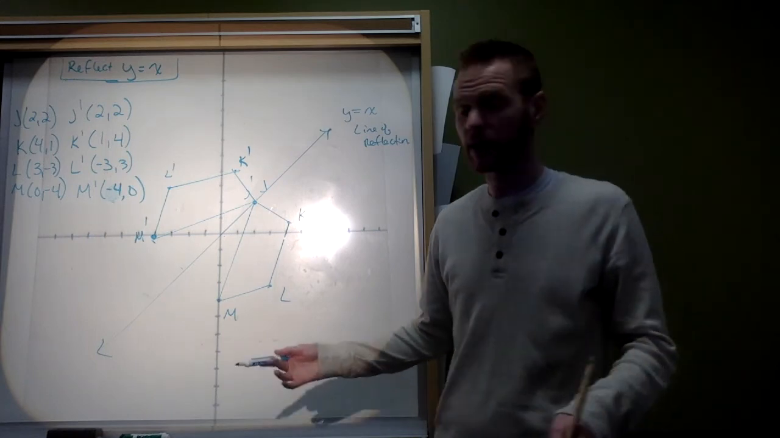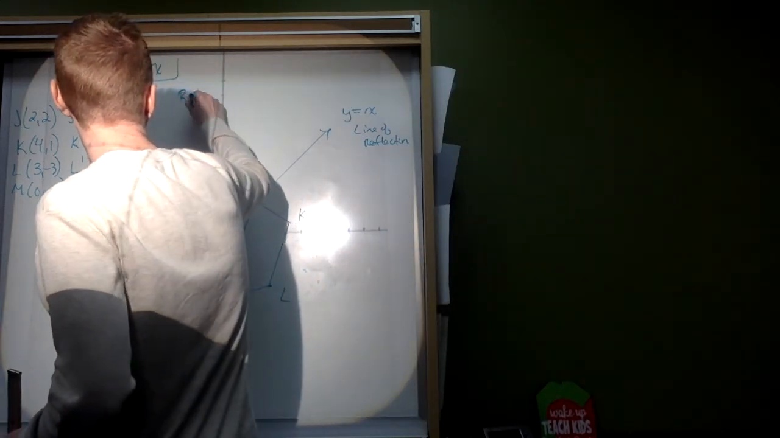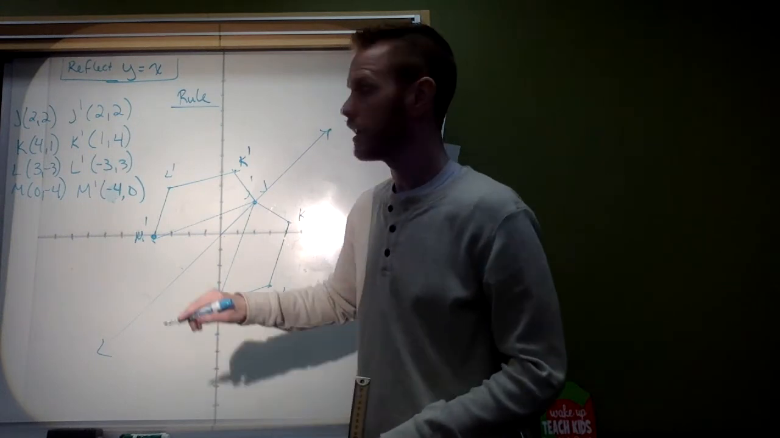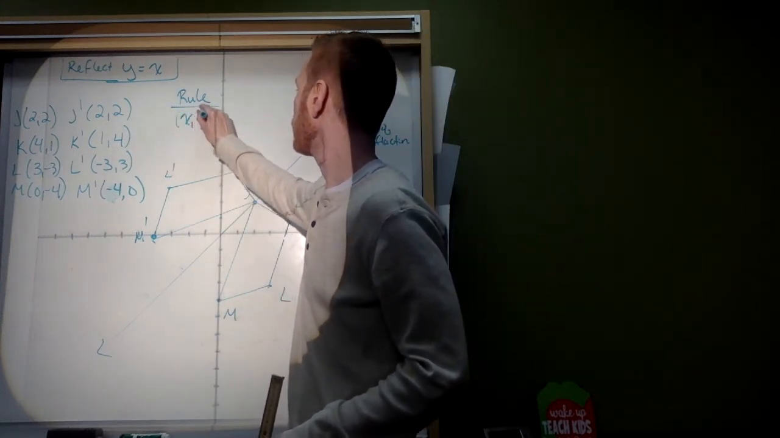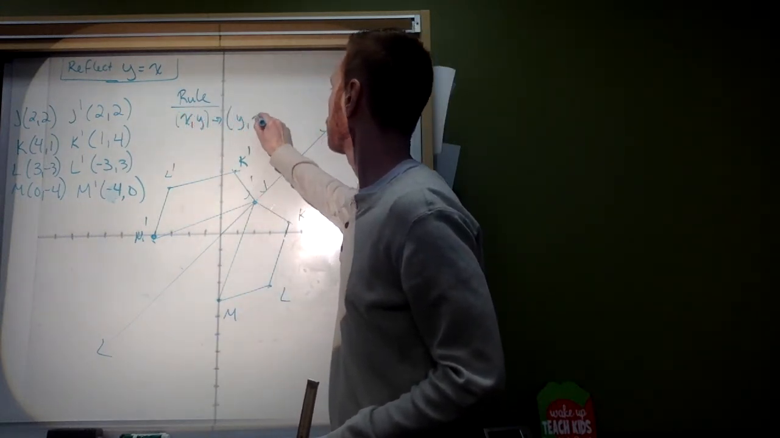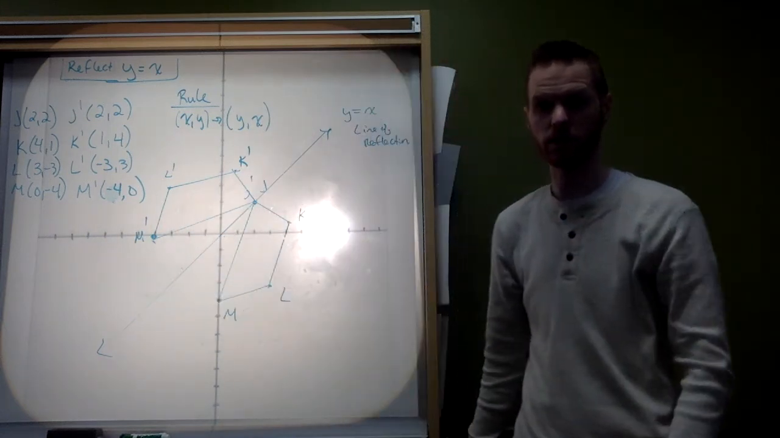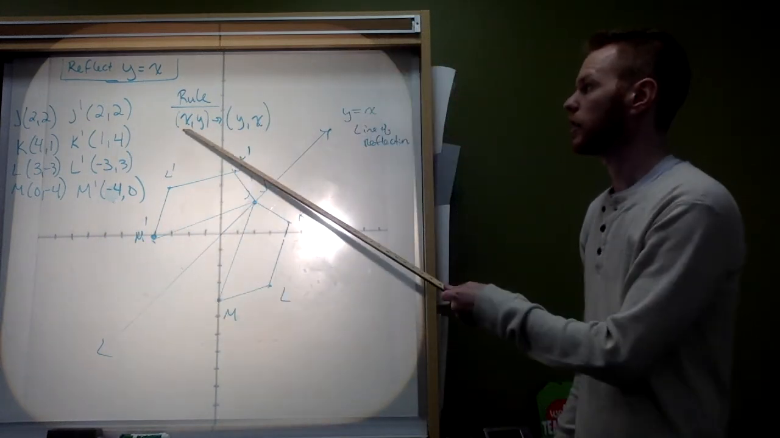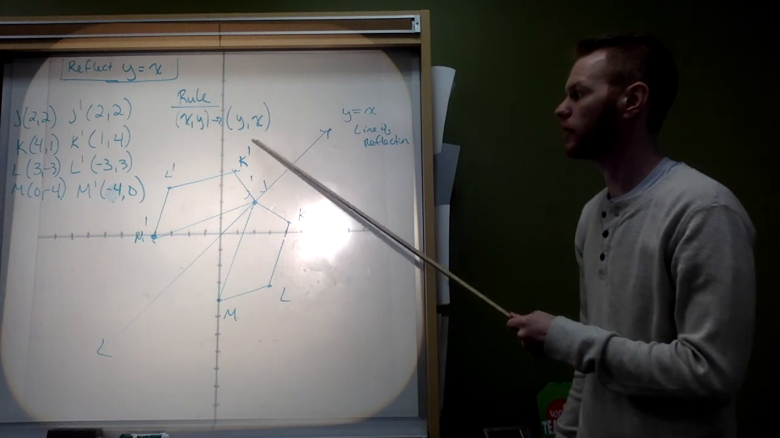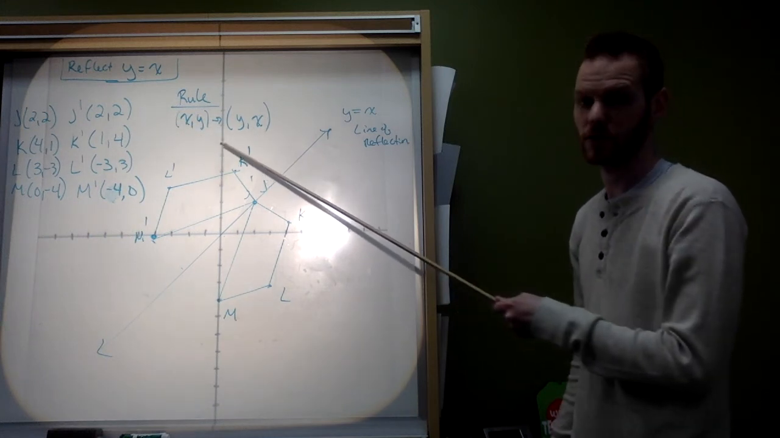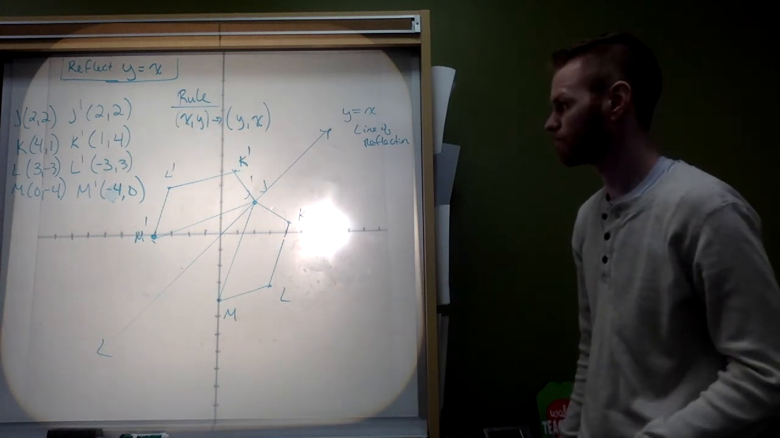Therefore, I could say my rule for this is: I'm going to take the coordinates and flip them. I'm going to change their positions. So the x-coordinate now becomes the y-coordinate, and the y-coordinate now becomes the new x-coordinate. All right?